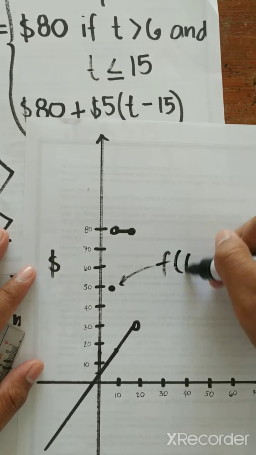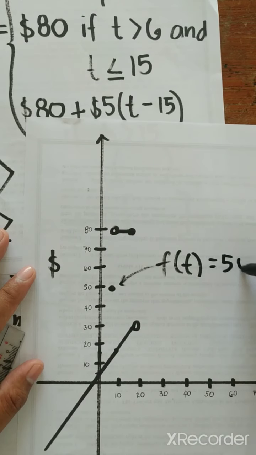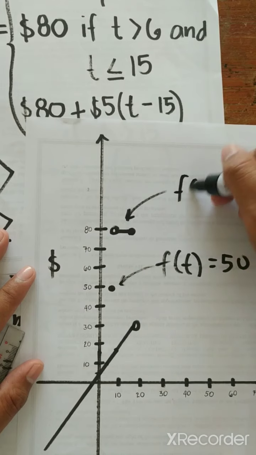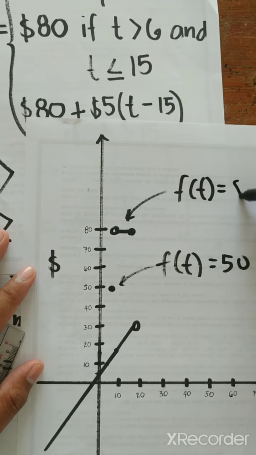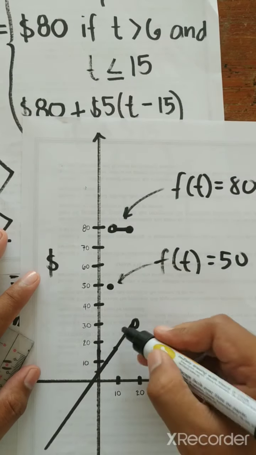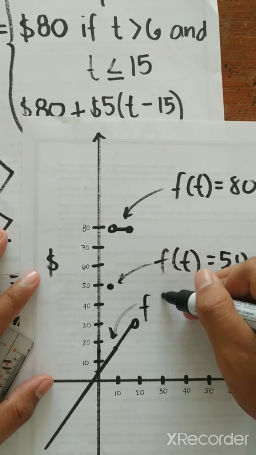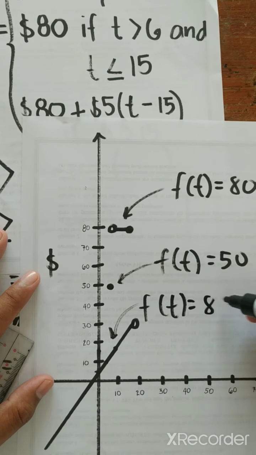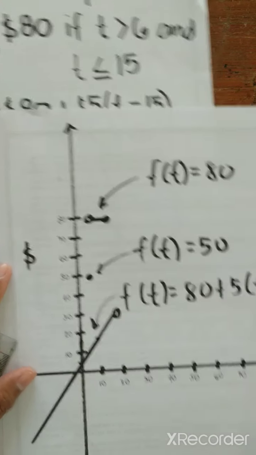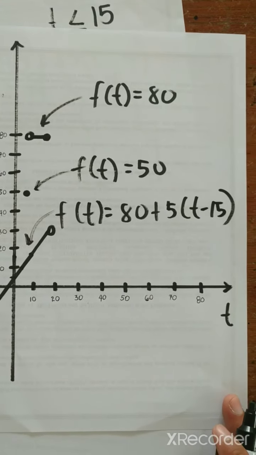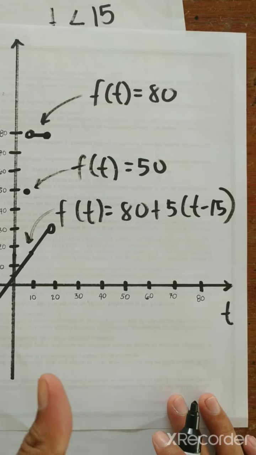This is our f of t equals 50. This is our f of t equals $80, and this will be our f of t equals 80 plus 5t minus 15. All right, so that's it, we're done.